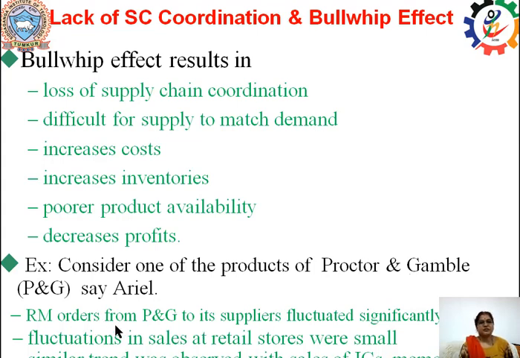Raw material orders from P&G to its suppliers fluctuated significantly over time. But actually at the retailer stores, it was small. A similar trend was observed in the sales of ICs, memory chips by computer manufacturer HP, and Barilla, the Italian pasta manufacturer. It's an interesting story, what they actually observed.